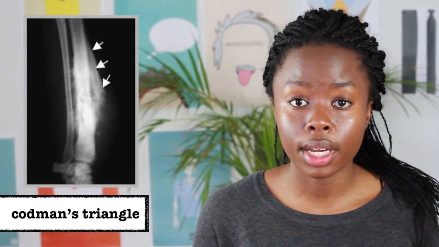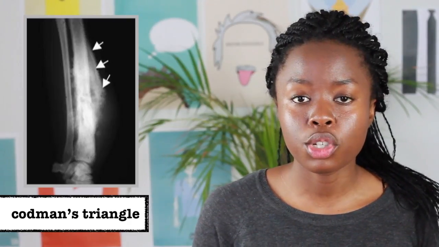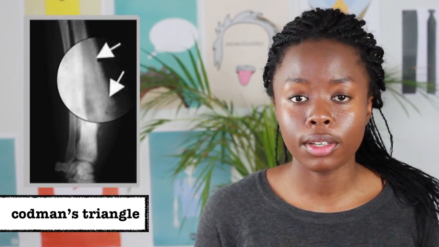It starts off as bone lysis causing a periosteal reaction. On X-ray, you may see a Codman's triangle. The new bone of the Codman's triangle is the reason for the periosteal lifting.